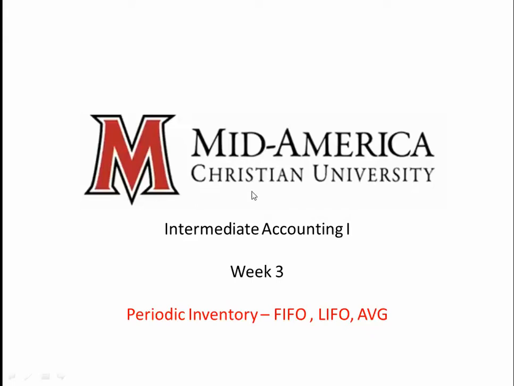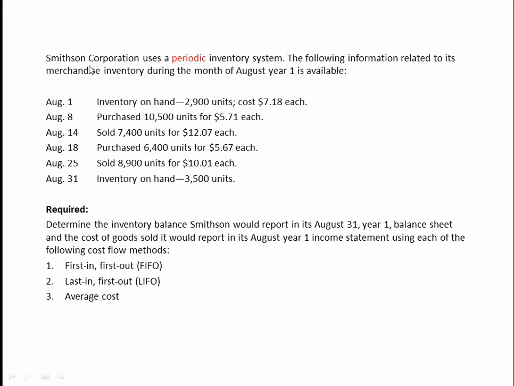So let's take a look at an example. Smithson Corporation uses the periodic inventory system. The following information related to merchandise inventory during the month of August, year one is available. So this is what we have on hand. We purchase some at this amount. It's all in chronological order. So on the 14th, we sold this amount for $12.07, purchased more at $5.67, sold for this, and here's the inventory on hand units, and this will be important. So here's what's on hand in the beginning, this is ending, purchase, sold.